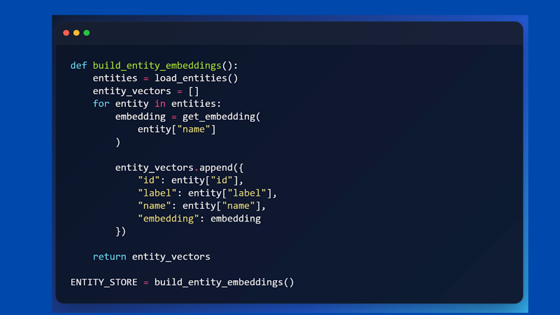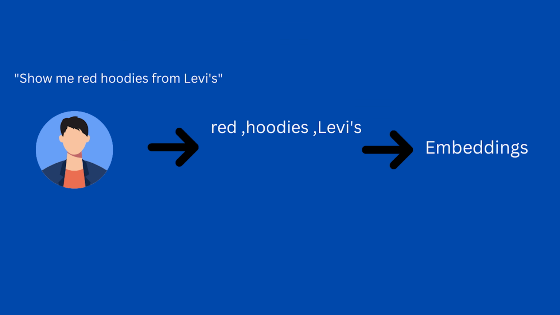search. Now that we have vector embeddings for all the graph entities, the next step is to process the user's query. Before we can compare the query with the graph embeddings, we need to extract the important keywords from the user's question. For example, if the user searches for "show me red hoodies from Levi's," we first split the query into individual words and then try to find semantically similar entities in the graph.